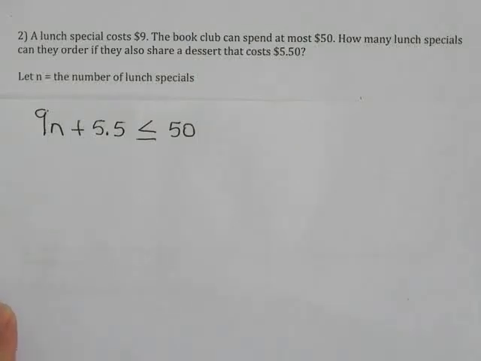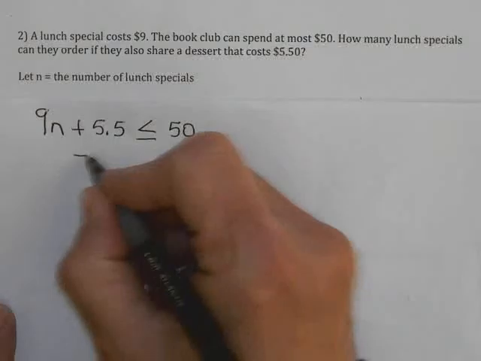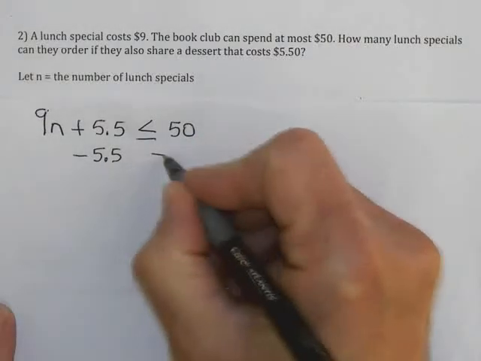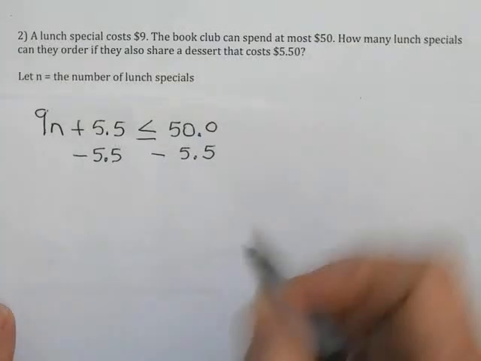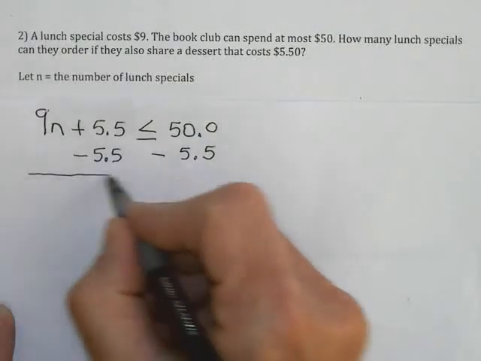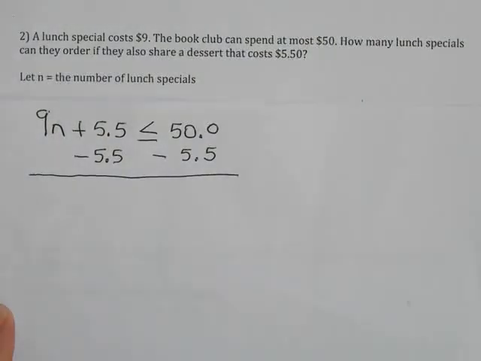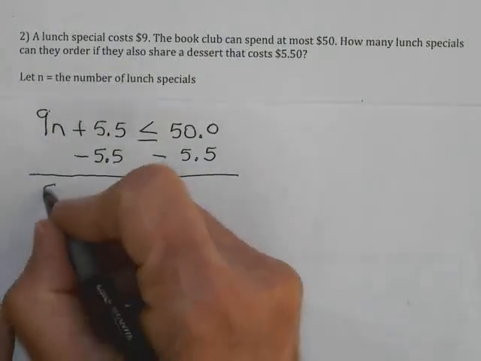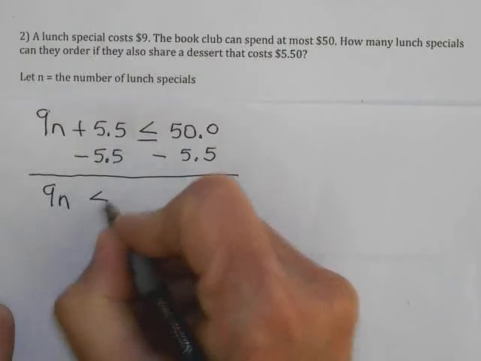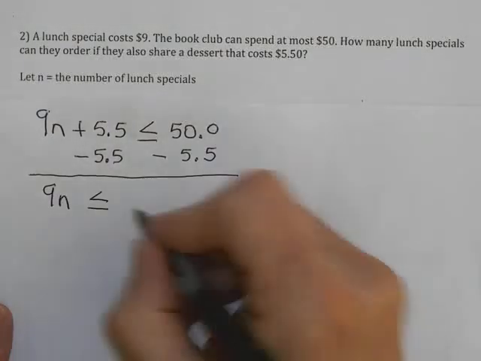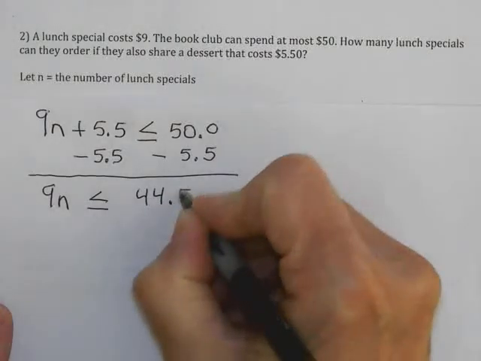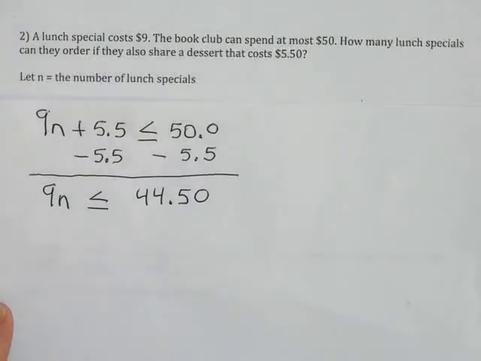All right, we've got a two-step inequality once again. Same numbers we had before, trying to keep this simple, minus 5.5. And guess what? It's a good time to put in a decimal point and a 0. Make your life a little bit easier. And we're going to subtract 5.5 from both sides, and we're going to get 9n is less than or equal to, pardon me, I said that incorrectly. It's actually going to be 44.5. 44.50 if we're going to use it as money.